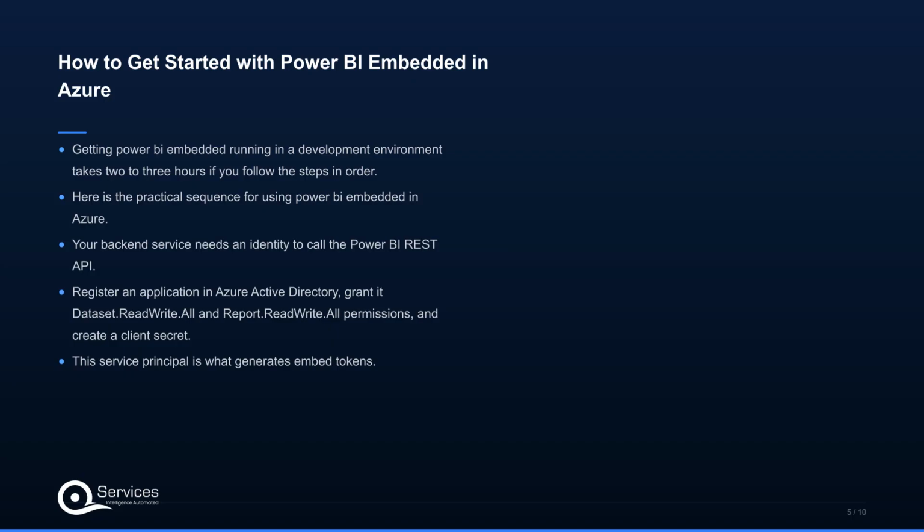A master user approach also works, but service principal is recommended for production because it avoids tying the integration to a specific person's account. Search for Power BI Embedded in the Azure portal and create an A1 capacity for development. Assign your Power BI workspace to this capacity from inside the Power BI admin portal. This is the foundational Power BI Embedded in Azure resource that everything else depends on.